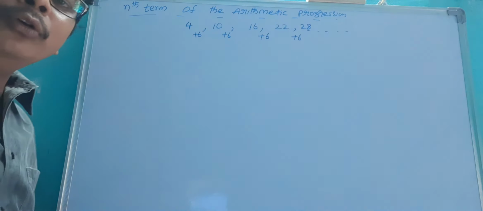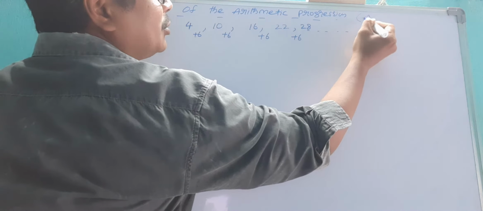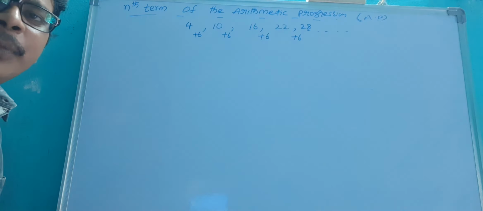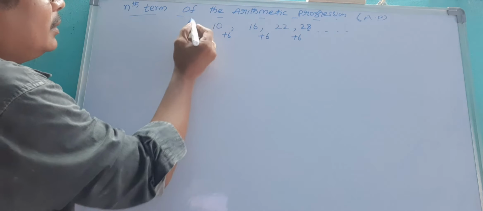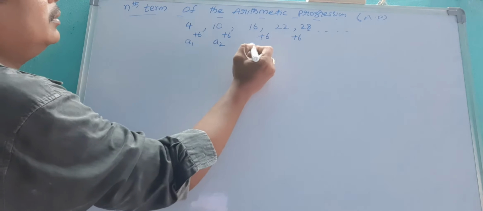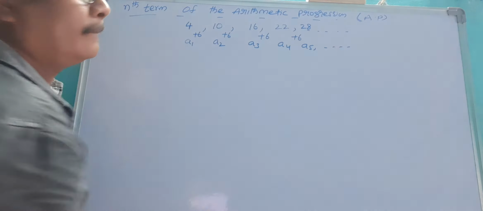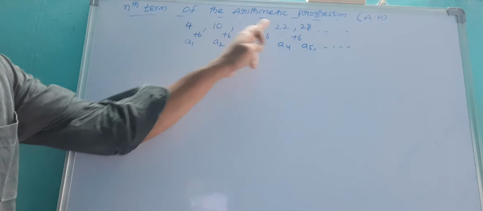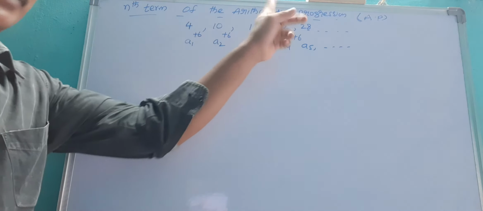Okay, now how to indicate the terms in AP. The arithmetic progression shortcut, we say AP. AP means arithmetic progression. Okay, so the terms are indicated like A1, A2, A3, A4, A5, and so on. Except for the first term, the remaining terms are obtained by adding a fixed number 6 to get the next number.